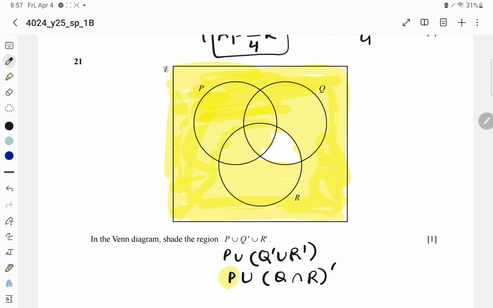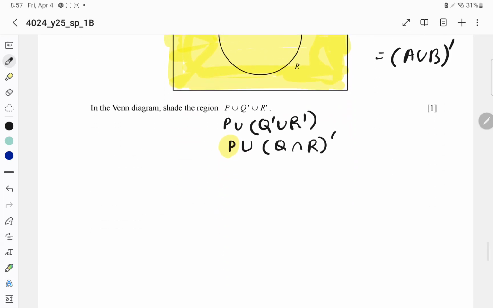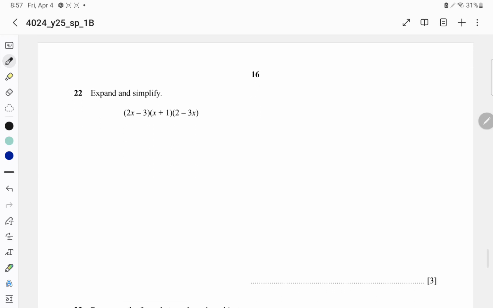Remember one thing: A complement union B complement is A intersection B whole complement, and A complement intersection B complement is A union B whole complement. It makes it easy for you to do this type of question. Next, expand and simplify, a very easy question.